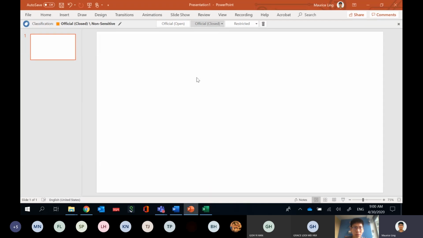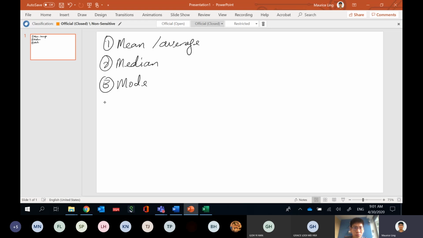I'll just use the PowerPoint as my whiteboard or blackboard, it doesn't matter. The few things that you have to know will be: what is your mean? Your mean means your average. How do you calculate that? Your median. What is the difference between mean, median, and mode? And how to calculate your standard deviation.